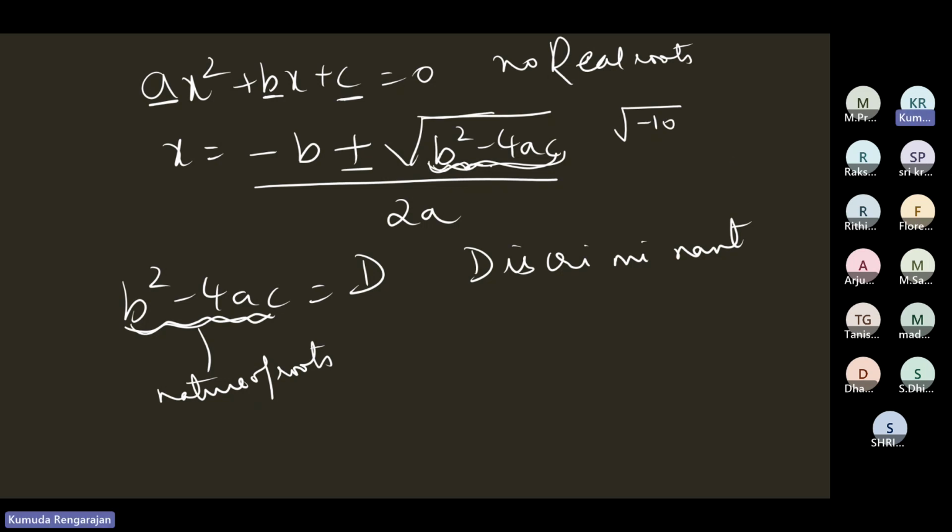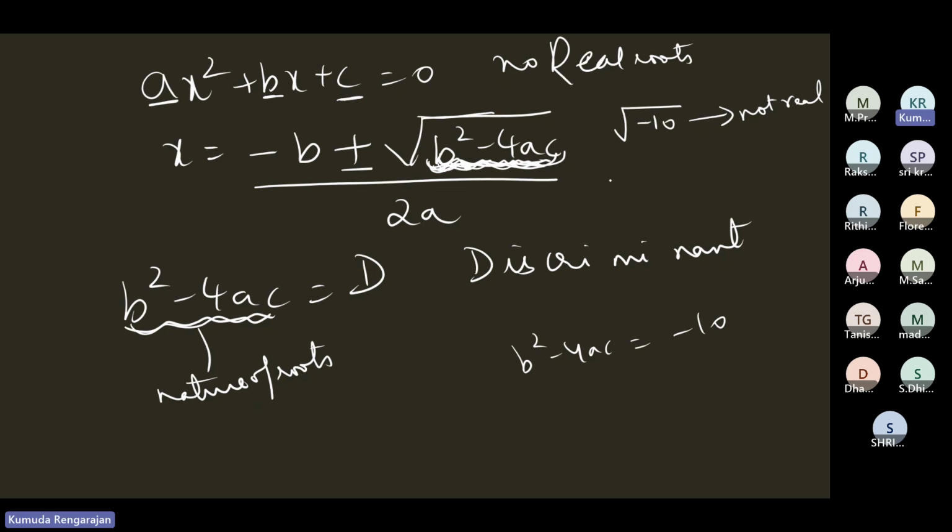So supposing b square minus 4ac is minus 10. Square root of minus 10 is not real. It's imaginary. So in that case, the quadratic equation has no real roots. So this one only decides. If you find b square minus 4ac and it is negative, that means the given quadratic equation has no real roots.